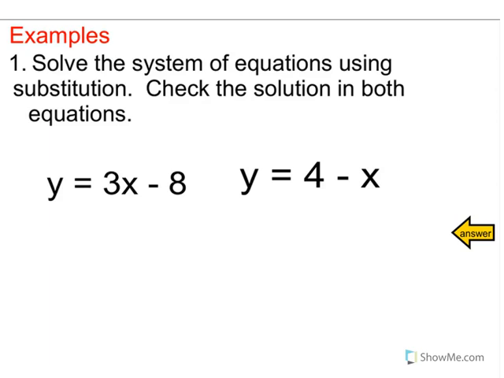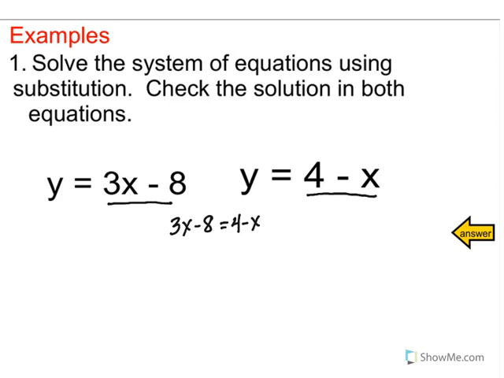So here we have the equations y equals 3x minus 8 and y equals 4 minus x. Both of these are y equals, so both of these are in slope-intercept form. Because 3x minus 8 is equal to y and 4 minus x is equal to y, what this tells me is that they are also equal to each other. And so I can set up a third equation, which would be 3x minus 8 is equal to 4 minus x.